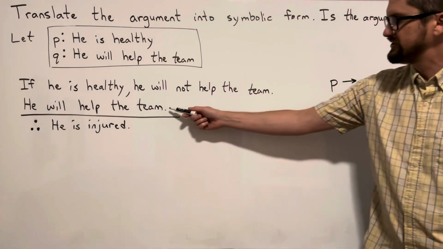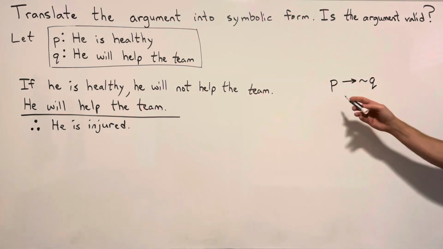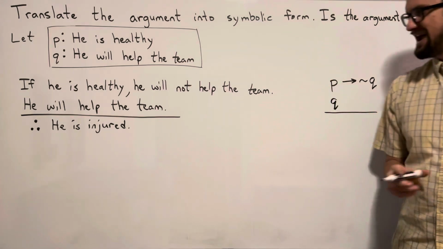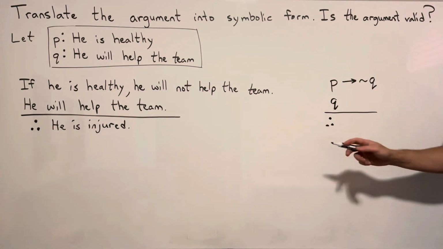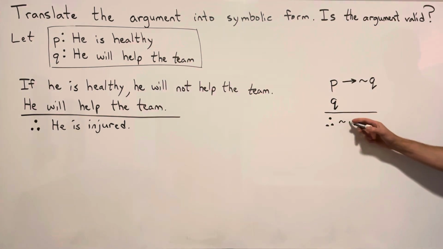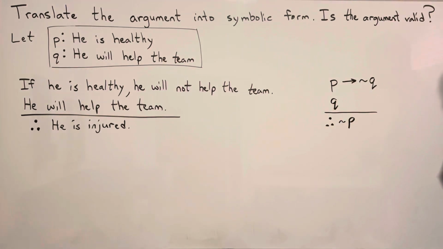The second line of the argument, "he will help the team," matches up perfectly with Q, so we're going to write Q. And then we have the line "therefore, he is injured," which would be the negation of P. So that's the symbolic form of the argument.